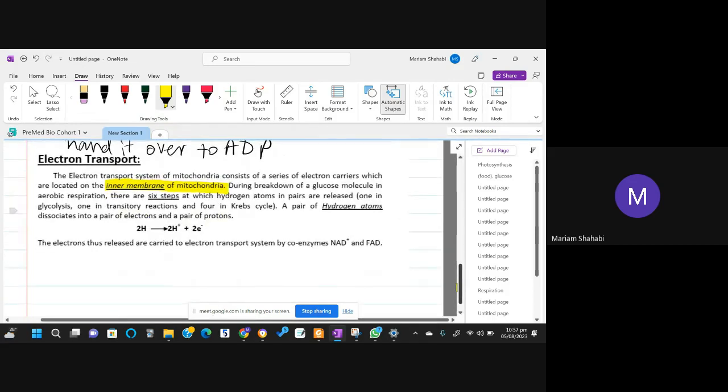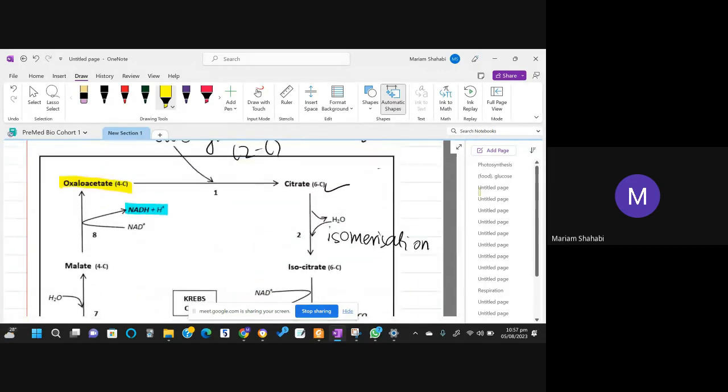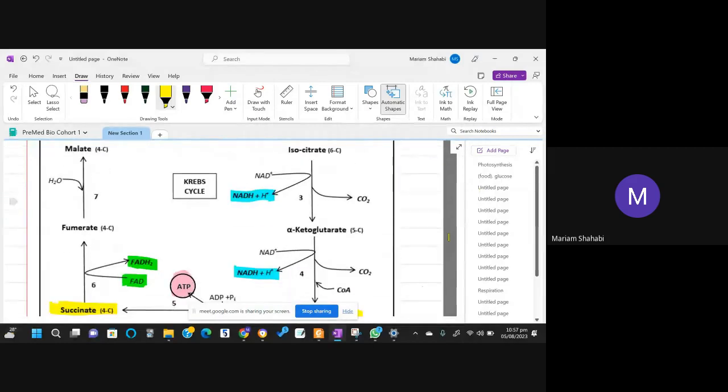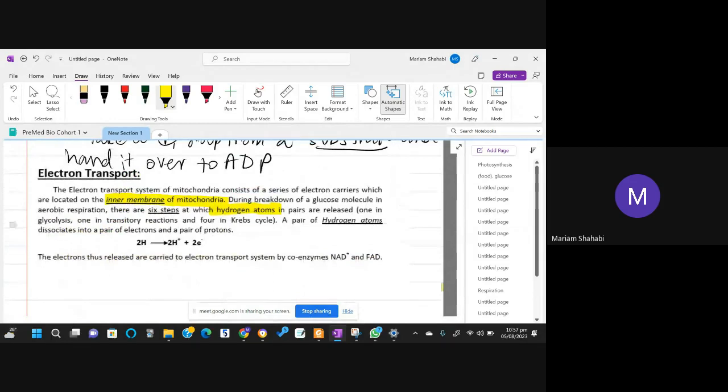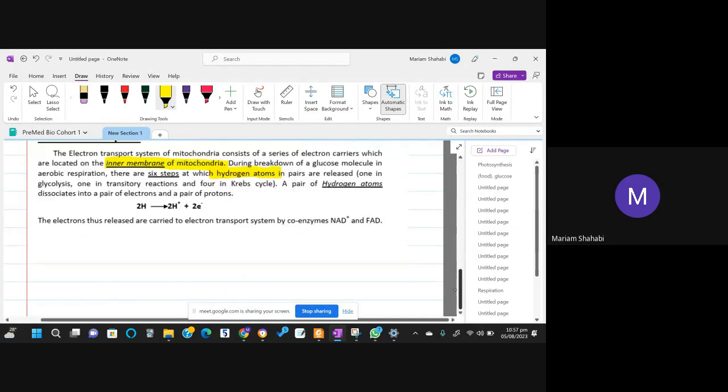During breakdown of a glucose molecule in aerobic respiration, there are 6 steps. Now forget this. There are hydrogen ions, the same ones where our electron carriers are being reduced and becoming NADH. There we see that hydrogen atoms are also released. See, let me show you. H plus is coming out, again H plus, H plus. So here hydrogen ions are released. A pair of hydrogen atoms will dissociate. You can forget this. Not very important for questions.